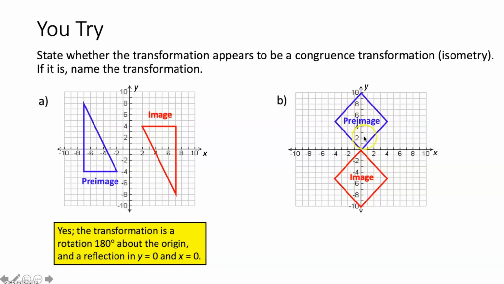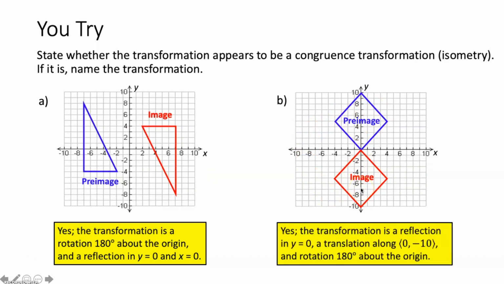Another way you could get from your pre-image to your image would be to reflect it over the line y equals 0 or the x-axis. If I were to reflect the pre-image in the line y equals 0 or the x-axis, that would get me from the blue pre-image to the red image. The last way you could do this is to rotate the pre-image 180 degrees about the origin. If I were to rotate this pre-image 180 degrees about the origin, I would end up with this red image.